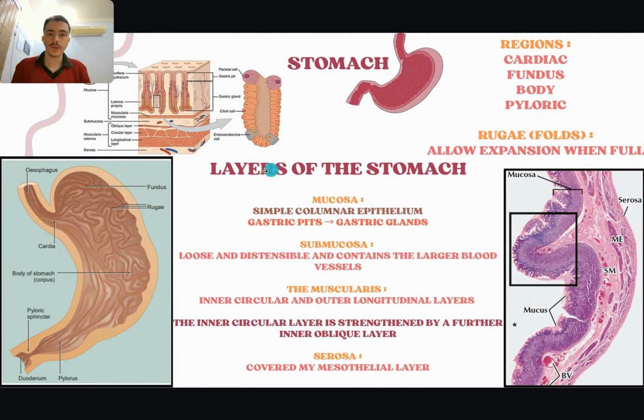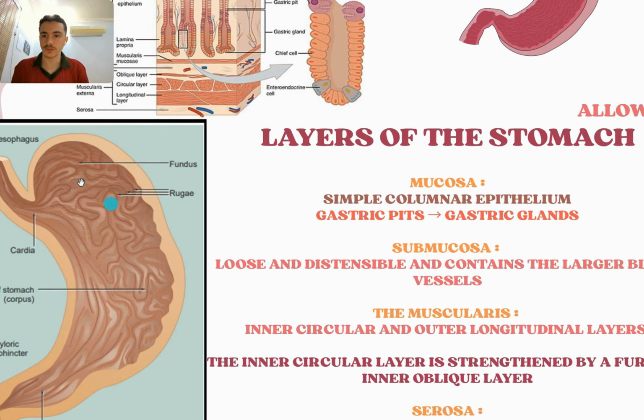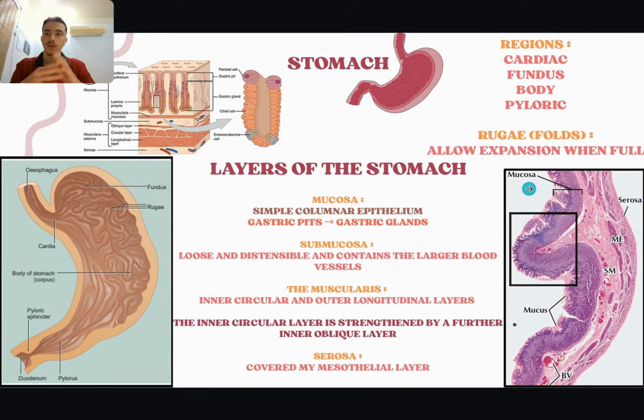We can see there are folds. These folds we call rugae, to help it expand when you eat more food. Okay, the layers of the stomach. Again, the same thing. We have mucosa, submucosa, the muscularis, and serosa. Focus here, it's serosa, not adventitia, because now we have mesentery, we have the lesser and greater omentum. Remember that? Mucosa, it's a simple columnar epithelium with gastric pits.